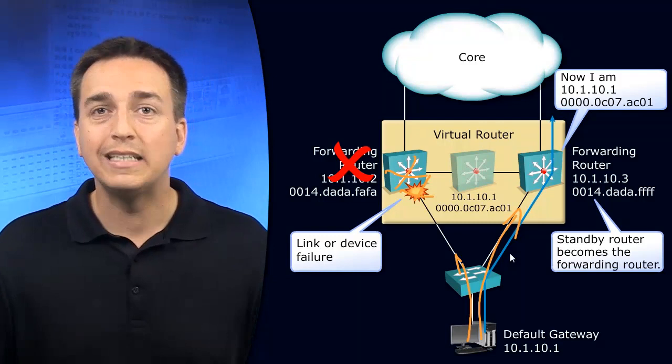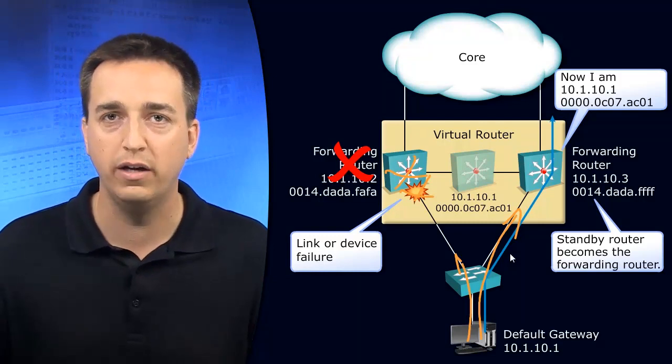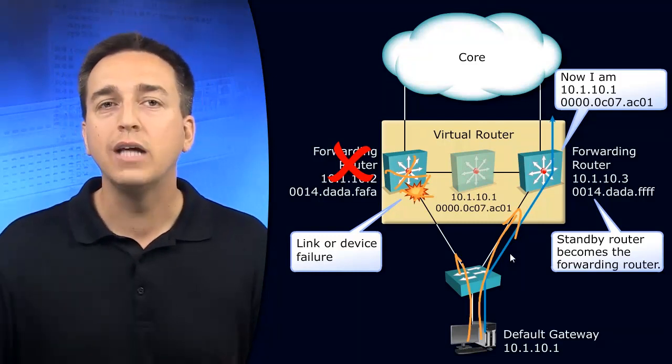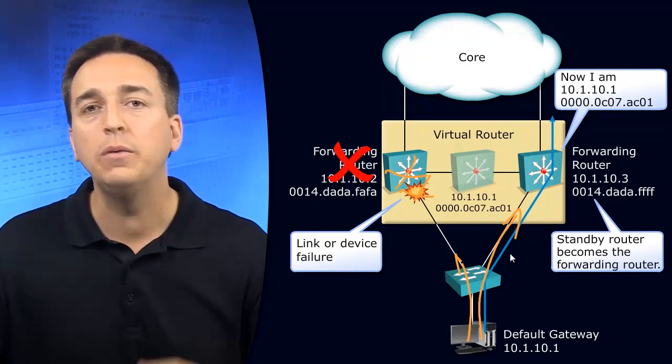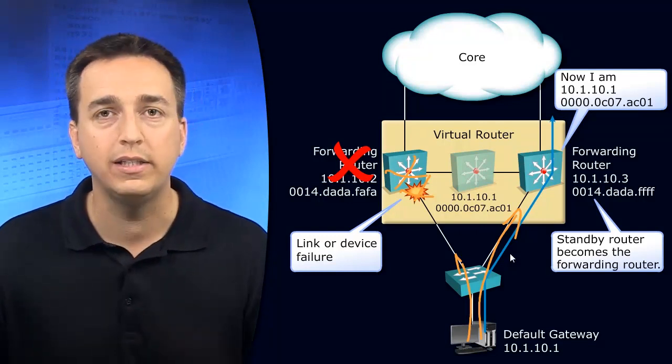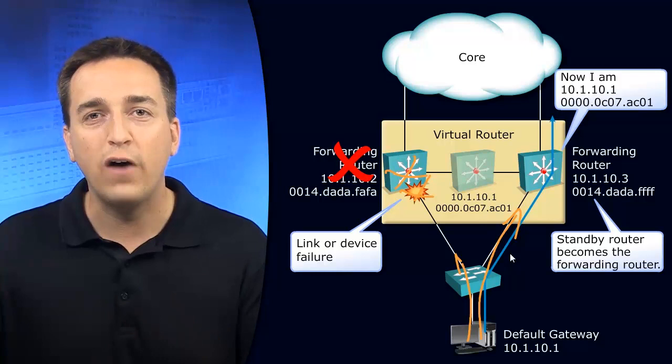So this is why we need first hop redundancy protocols. It ensures that we have high availability and redundancy at our default gateways.